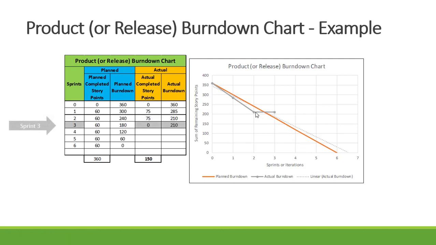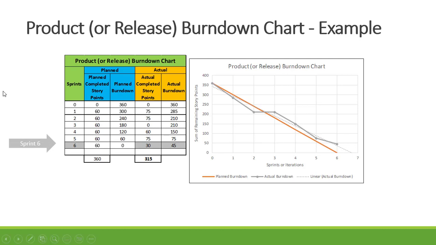During sprint 3, there were some complications. The team couldn't complete any story points, so we remained with 210 story points. And now suddenly the project is falling behind. In sprint 4, 60 story points were completed, so it's 210 minus 60, that's 150, so we're still behind on our project. For sprint 5, 75 story points were completed, so it's 150 minus 75, 75 story points remaining, and we're still behind.